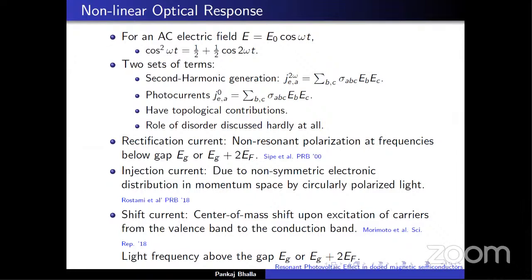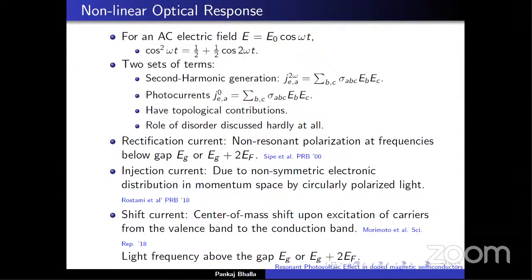But then I do not understand this, because I understand the gap being the relevant quantity when you are a semiconductor. When your conduction band is half filled, you are a metal. So I would think that EF would be the reasonable quantity to look at. Why are you now talking about EG and EG plus 2EF? What is the transition that you are thinking about? That's what I'm not clear about. Why are these the relevant scales?